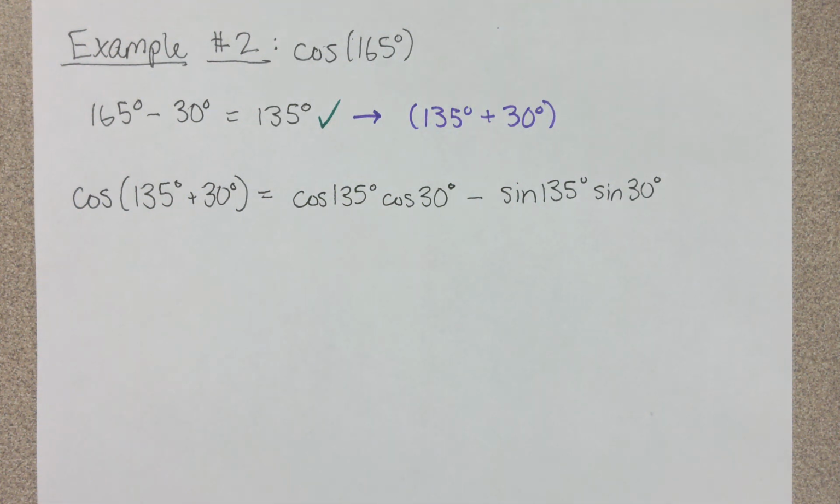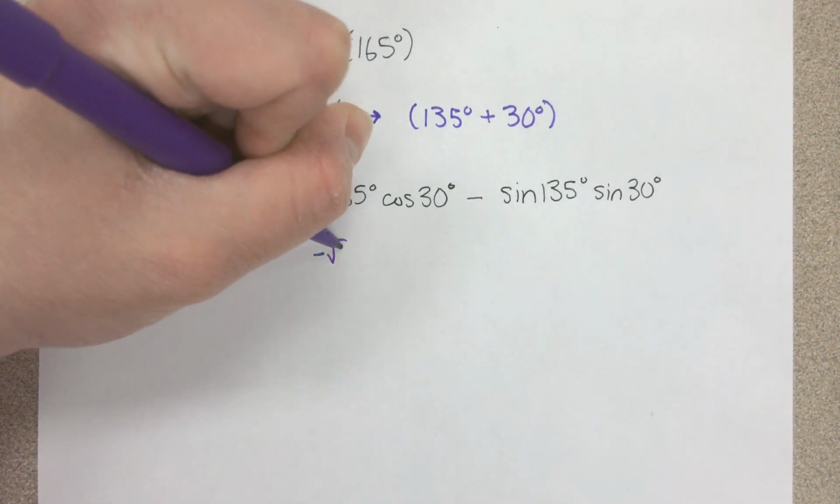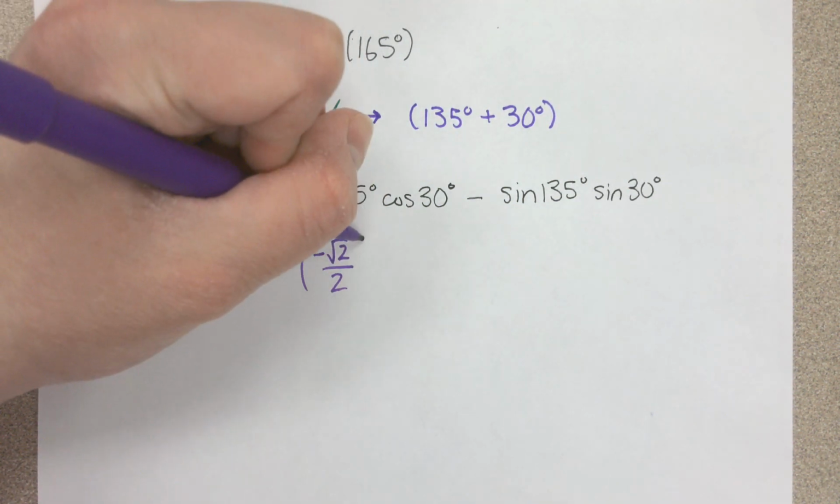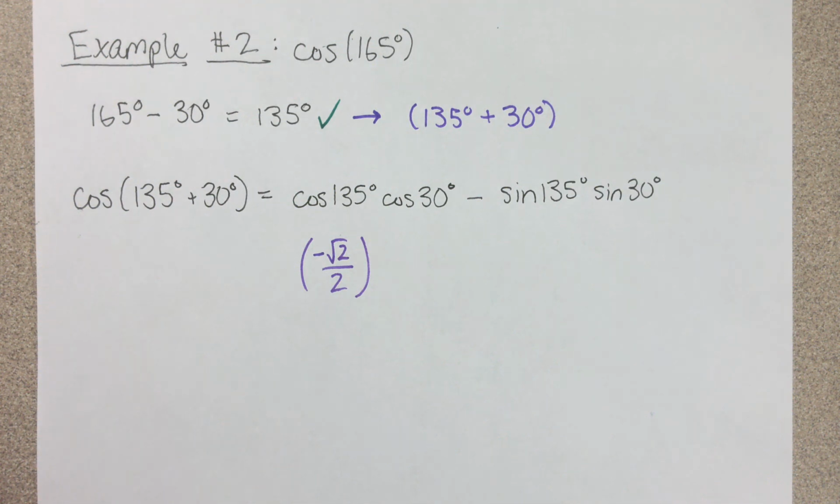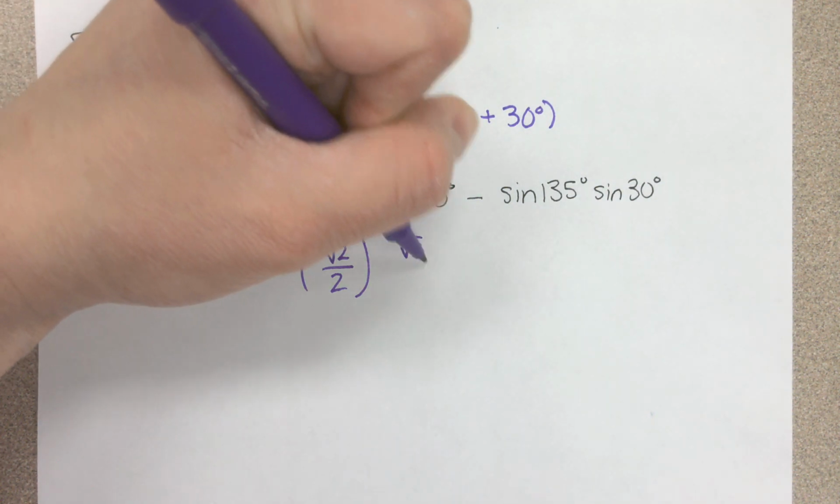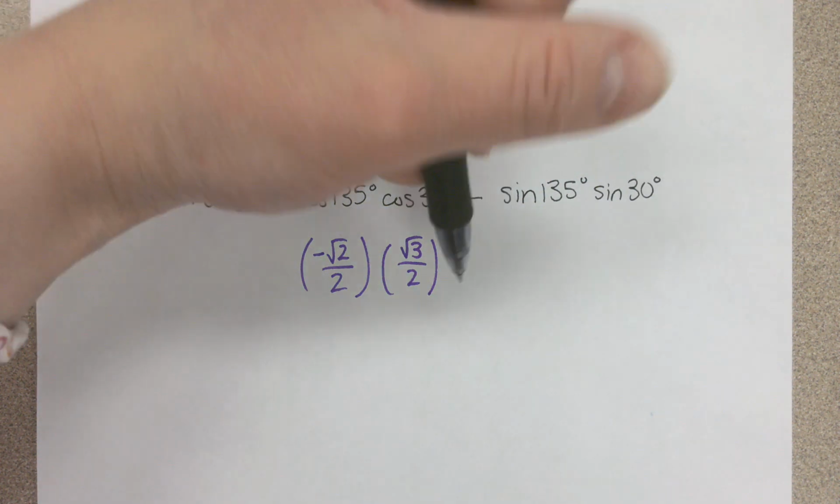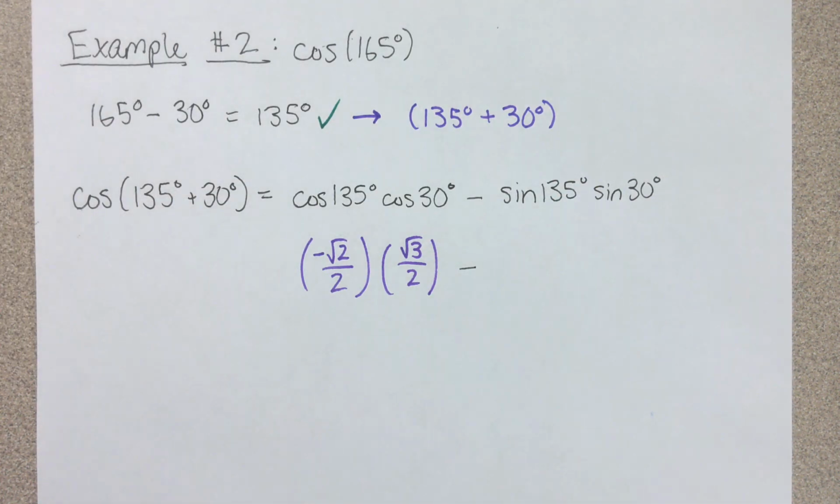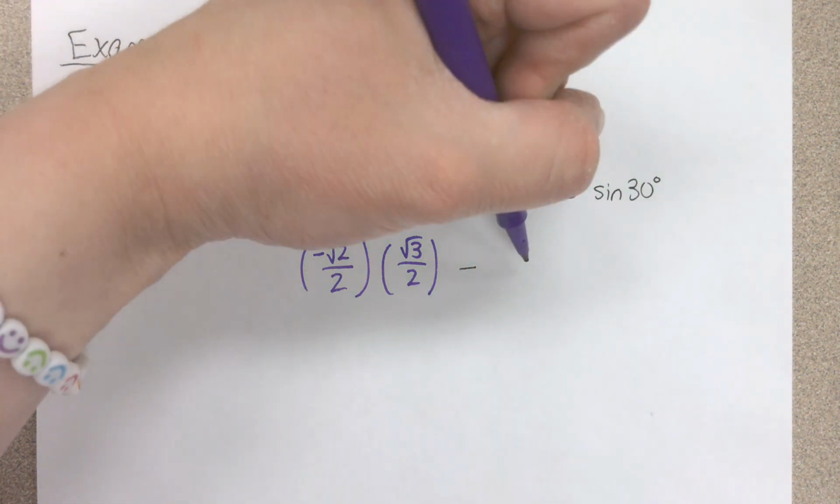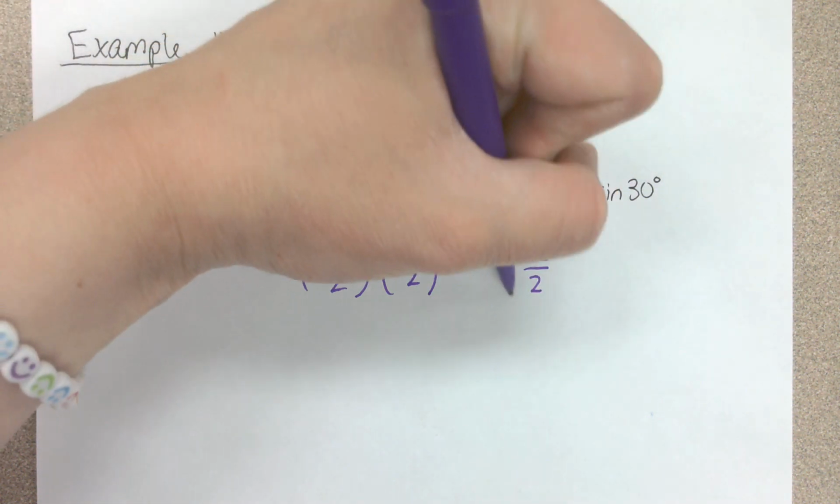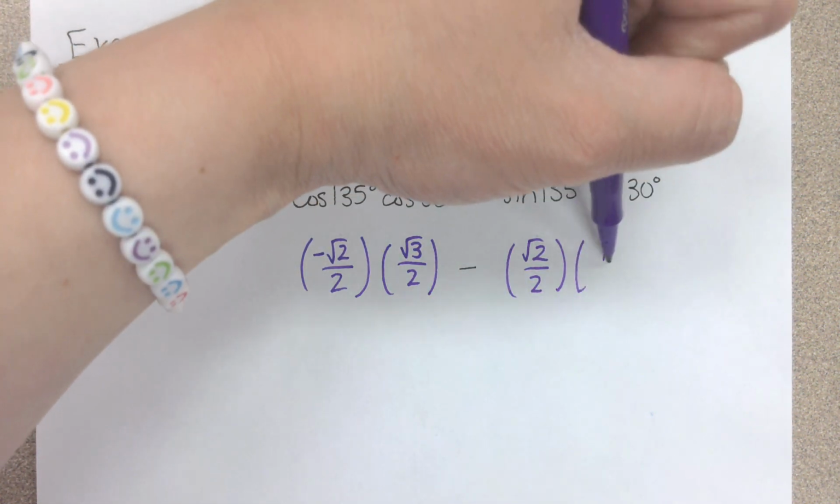Looking at the unit circle, 135 degrees, cosine is negative rad 2 over 2. Looking at 30 degrees, cosine is rad 3 over 2. Minus sine at 135 is positive rad 2 over 2. And sine at 30 is a half.